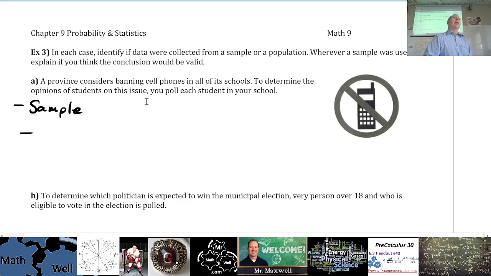Okay, you said no. You said that you think there would be a massive bias, and then you said because you don't think students would want to give up their phones. Now, that may be true what you said. I like that you said that.